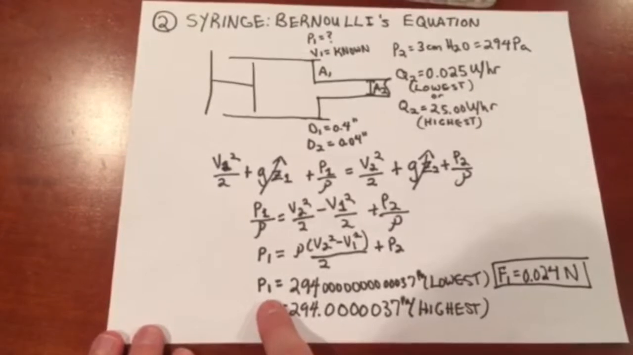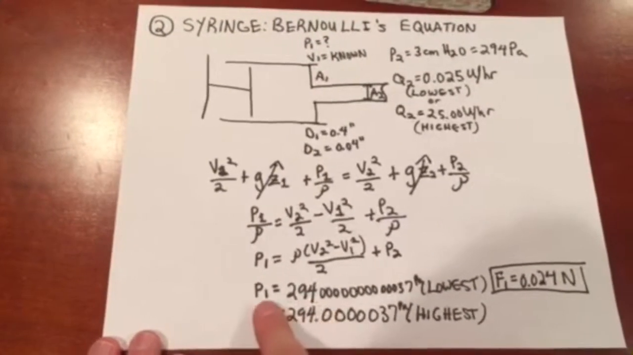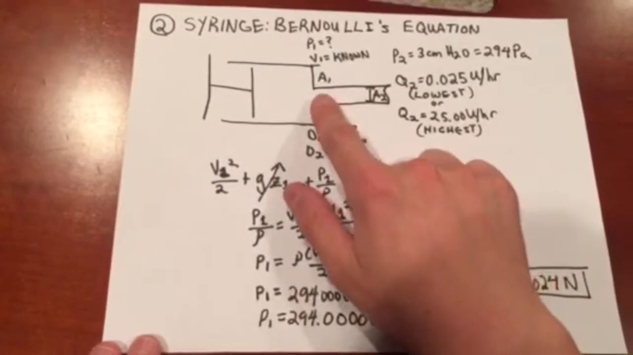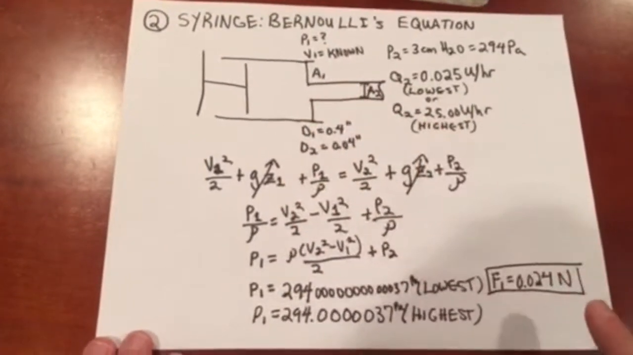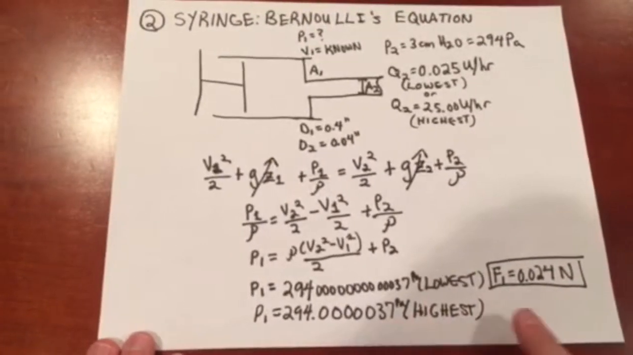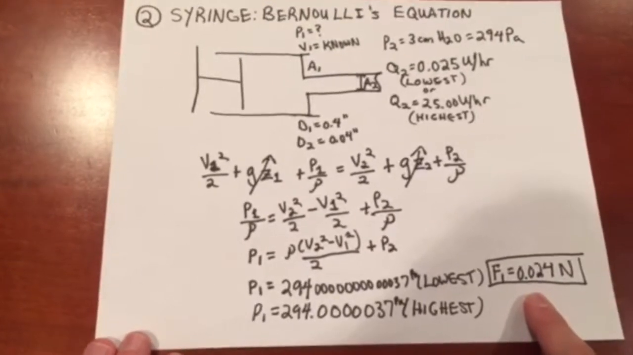Knowing that pressure is force over area, multiplying the pressure found in section 1 by the area of the syringe, we can calculate the force required to inject the insulin into the patient, which is approximately 0.024 newtons.